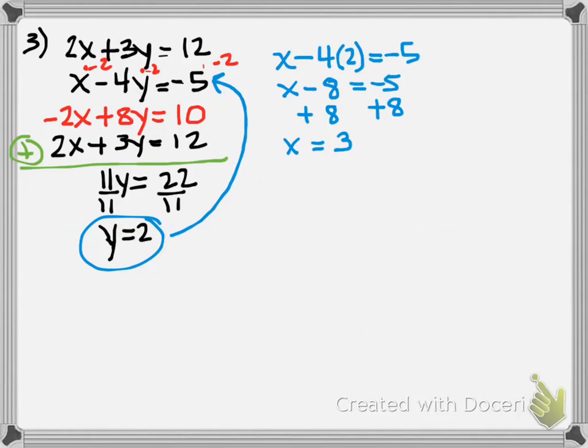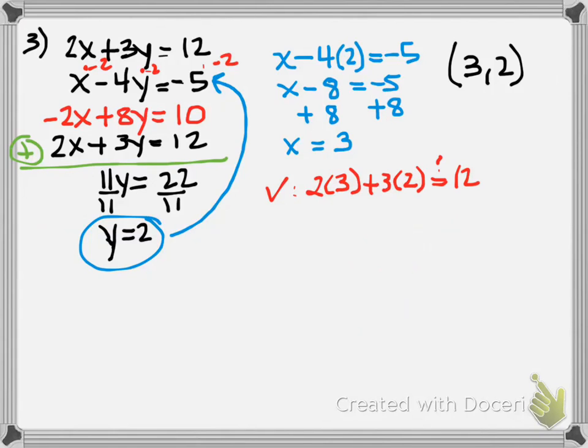So I'm going to take those two answers, put them together as an ordered pair alphabetically, 3, 2. And then I'm going to make sure that I check my work. So 2 times 3 plus 3 times 2. The question is, does that actually equal 12? Well, 6 plus 6 is 12, and 12 definitely equals 12. So it worked for the top equation.